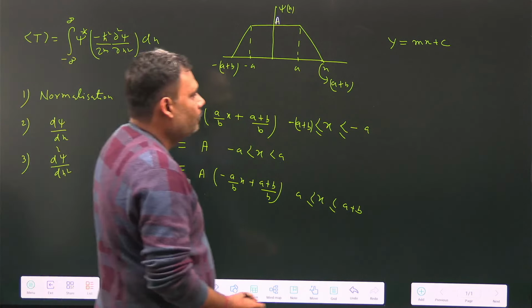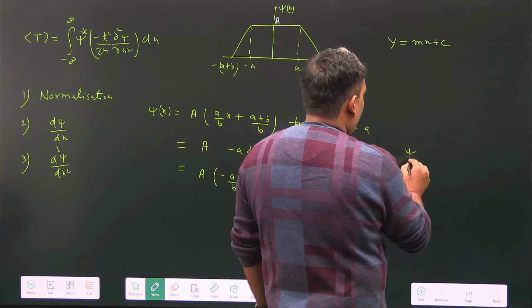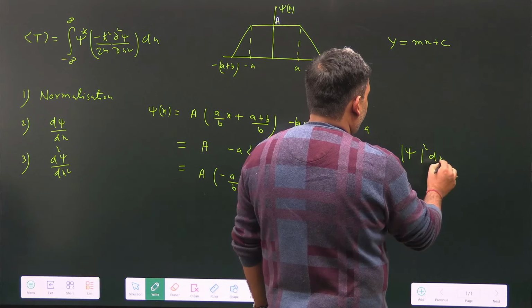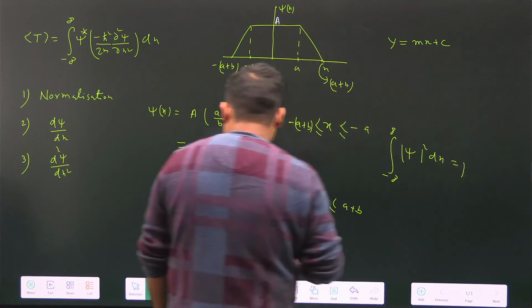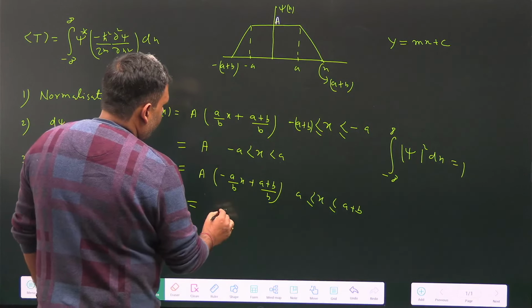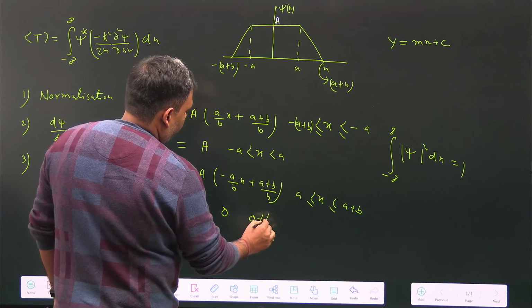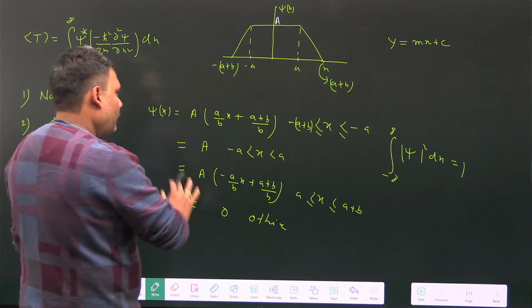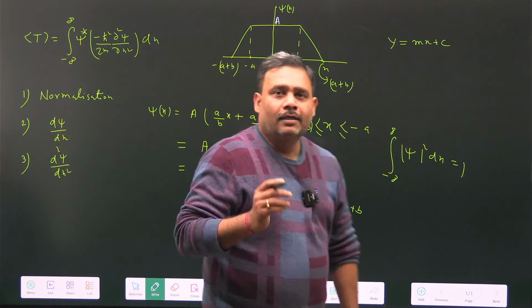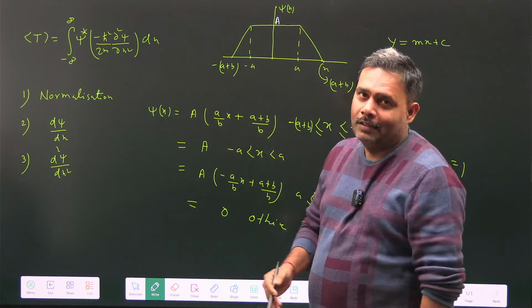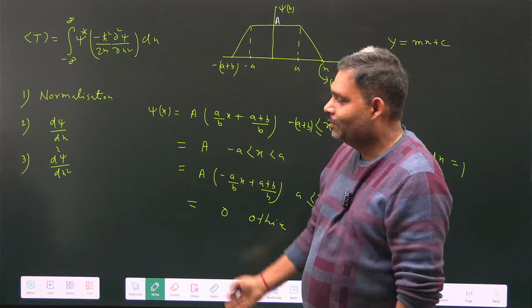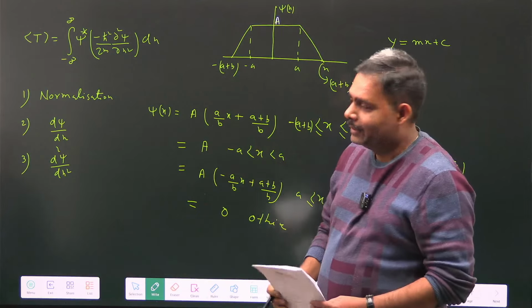We can use the concept that the integral of mod psi square dx from minus infinity to plus infinity is equal to 1, and otherwise it is 0. So this is the complete equation of the wave function, and you can see it is linear. Once you go for the second order derivative, it automatically becomes zero. This is constant, so everything will be zero, but that is not the correct answer.